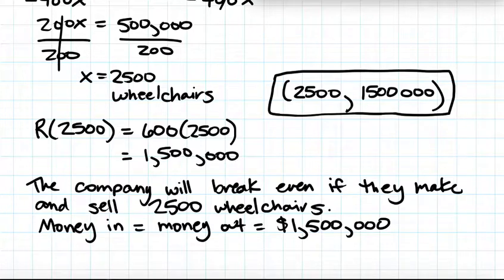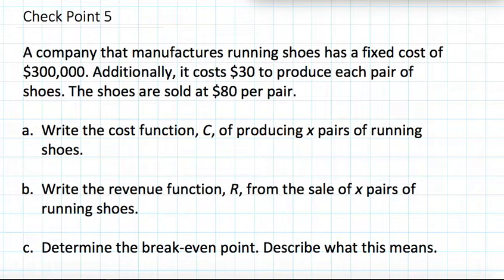So now you should look at checkpoint problem number 5 from the book. This is the same type of problem, it's just about running shoes instead of wheelchairs. So pause the video, do this problem in your notes, check the answer with the notes that are posted, and then you can move on with the video.